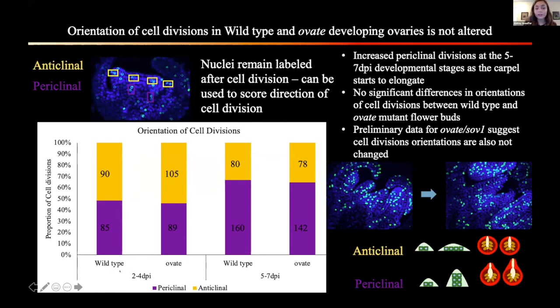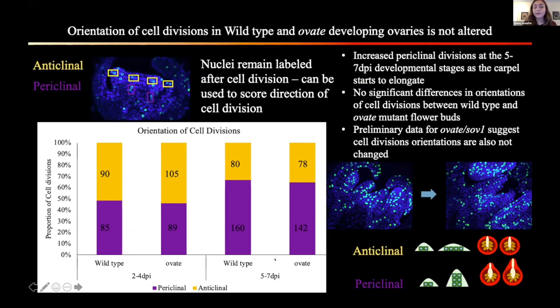So in very early floral development, in that remaining meristem region, you see equal amounts of periclinal and anticlinal cell divisions. And this makes sense developmentally. The organ is growing in both directions, so it would need both types of cell divisions. But there's no significant difference in the wild type and the ovate mutant.